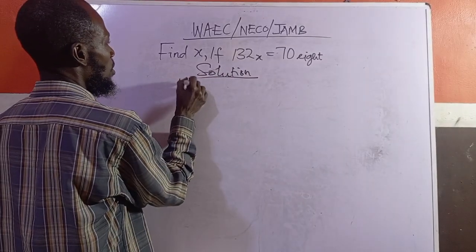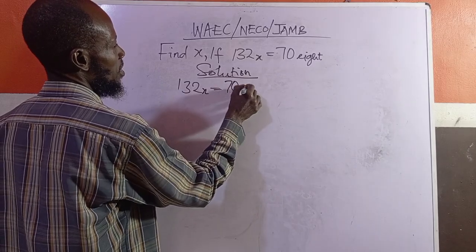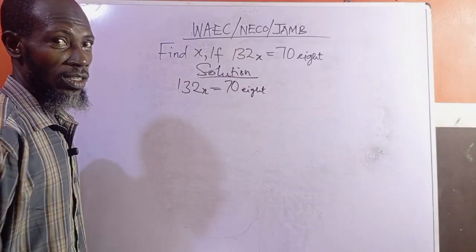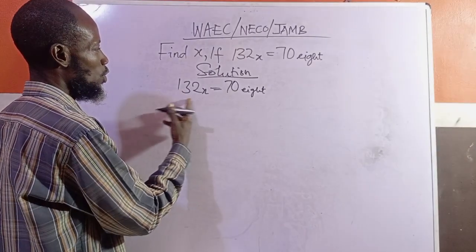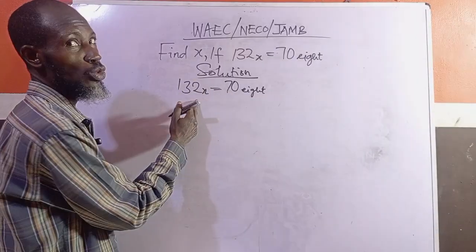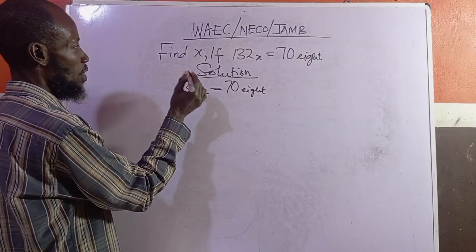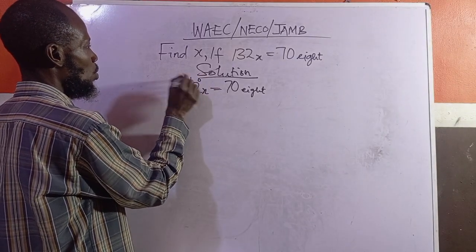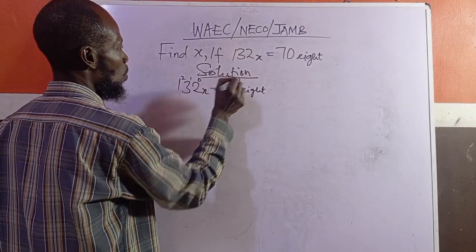So we have 132 to base x equals 70 to base 8. Now, this is a number-base question. So the first thing we do is to convert each of these to base 10. So what do we do first? We assign digits starting from 0, 1, 2. So we do the same thing here. This one is 0, 1.